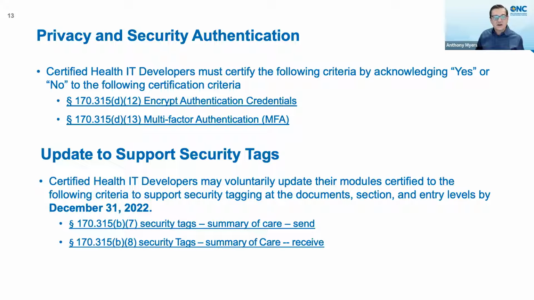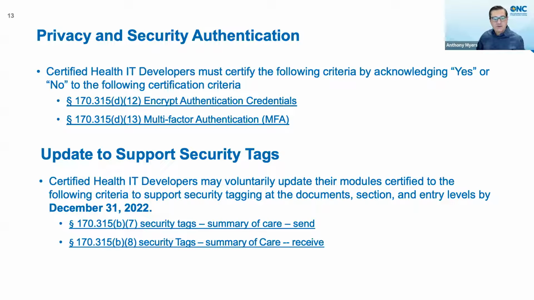And then the 2 last areas, privacy and security authentication and updates support security tags. These refer to the criteria D12, D13, D7, D8. For the privacy and security authentication, certified IT developers have to certify to the following criteria by acknowledging or attesting yes or no to those particular criteria. And then for the support of security tags, certified health IT developers may voluntarily update their modules certified to the following criteria to support security tagging at the document, section, and entry levels. And again, the deadline is December 31st.